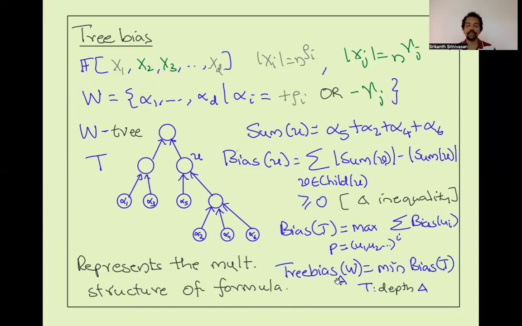Okay, so I can also do this with respect to a depth parameter delta. So a tree bias with respect to a depth parameter delta is the minimum bias. So it's sort of the tree that leads to the minimum sized formula in some intuitive way. That's kind of a mouthful, and it's the notion of the tree bias of set W. So now let me just illustrate this with an example.